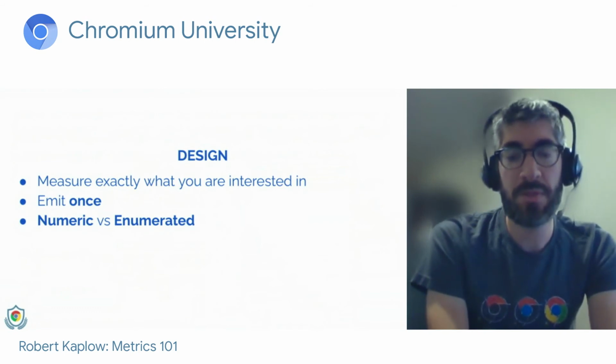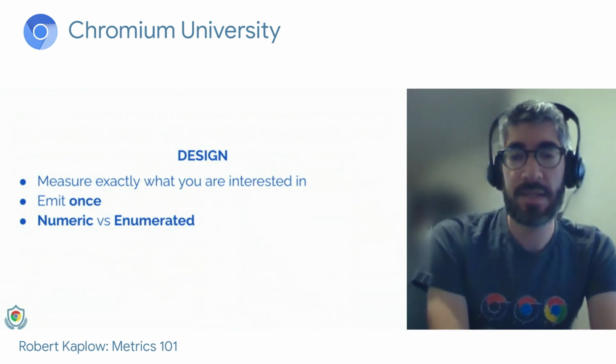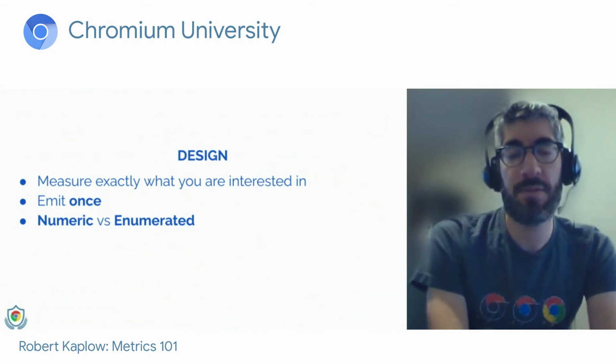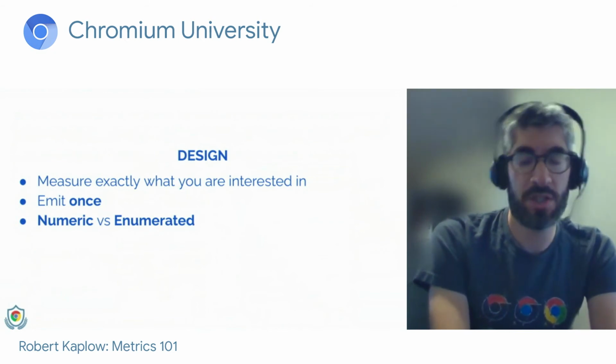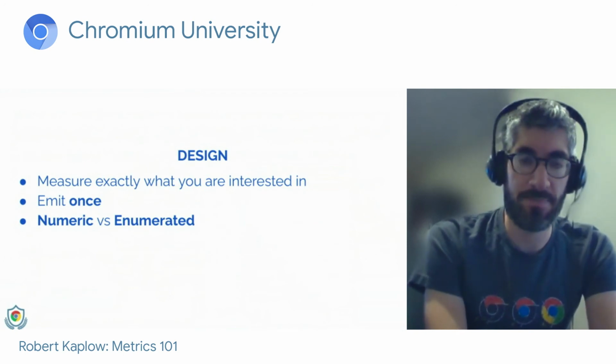Next, I want to mention we recommend strongly that you emit once. So this means you have a single place in the code where a metric can be emitted from. This makes it much easier to understand. If there are multiple places a metric can get emitted from, then it's hard to know, when there's a change occurring, where exactly in the code base this is originally from.